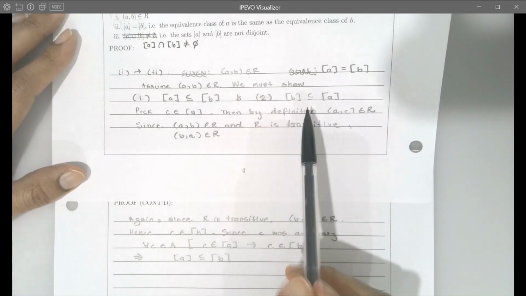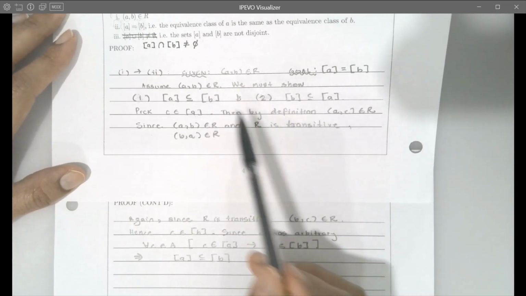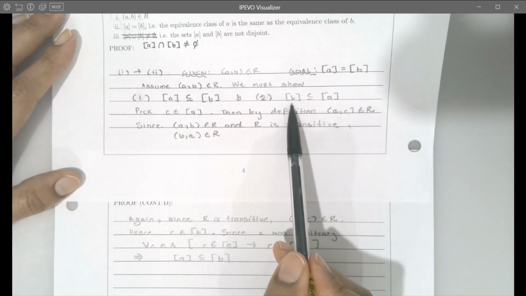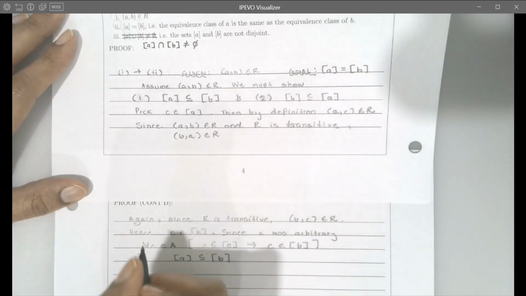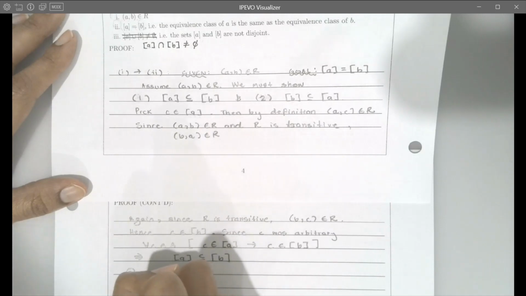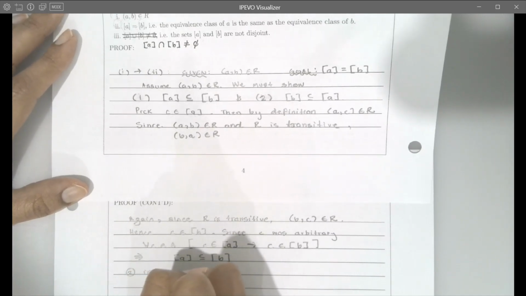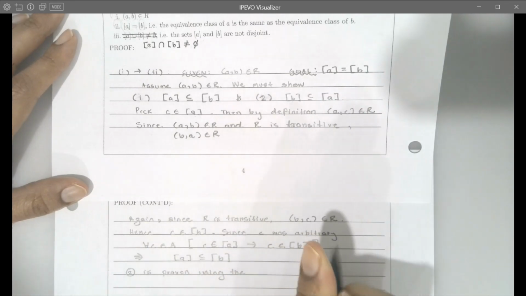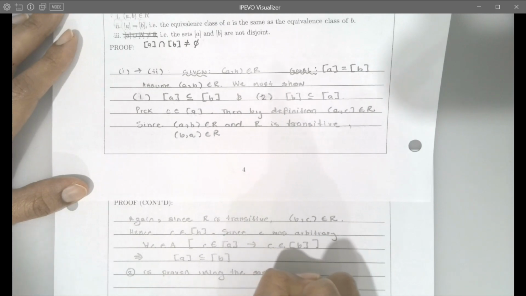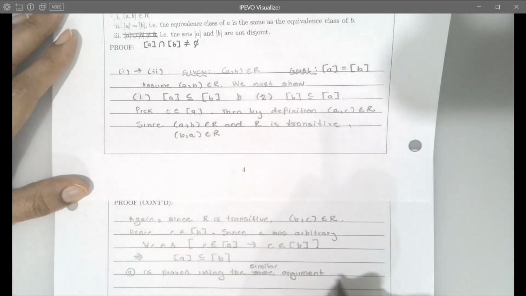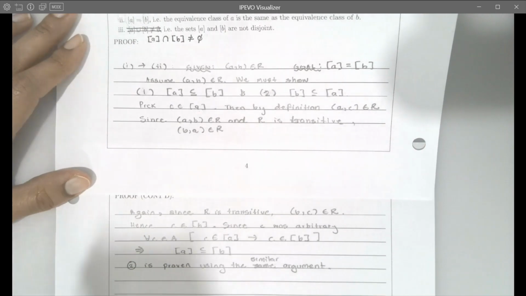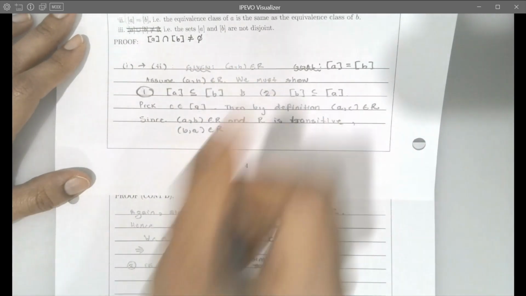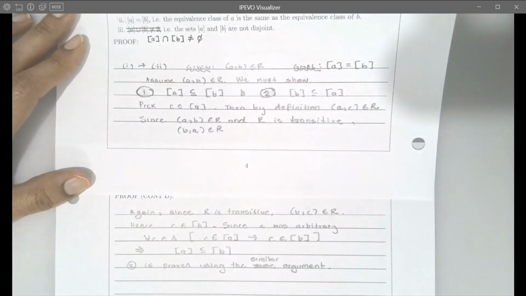The second part is proven exactly the same way, except that now we pick an arbitrary element C in B, and then show that that element will also be part of A. Okay, so I'll just say here, 2 is proven using the same argument, or I should say similar argument. You just need to switch around the variables. So we're going to skip proving 2 because it's nearly identical to 1 and move on to the next statement that needs to be proven.